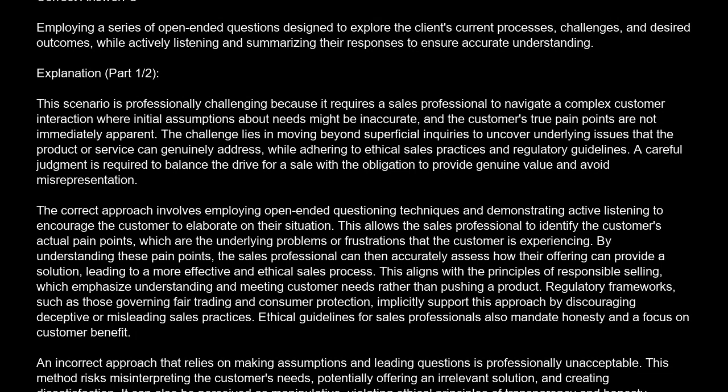The correct answer is C. Employing a series of open-ended questions designed to explore the client's current processes, challenges, and desired outcomes, while actively listening and summarizing their responses to ensure accurate understanding.